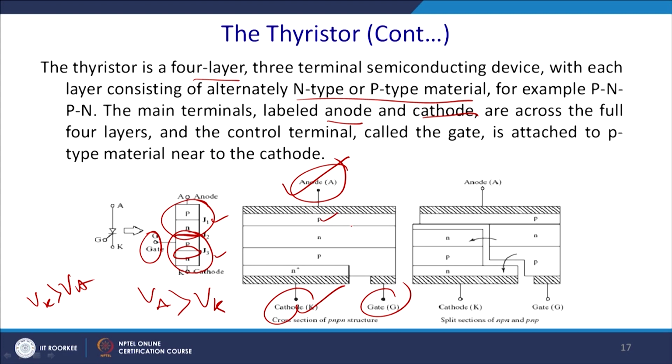And what happens if you truncate the thyristor, then you can see 2 transistors. It is said to be a 2 transistor model, PNP and NPN, with connections between them. So, generally the thyristor is analyzed by the 2 transistor model for its turn on applications.